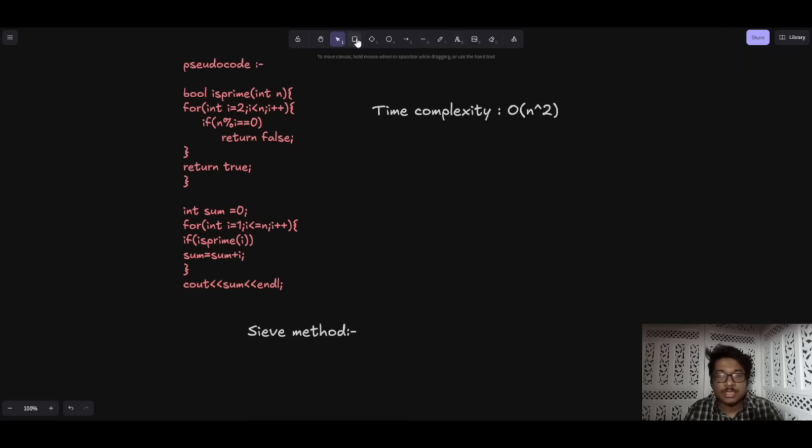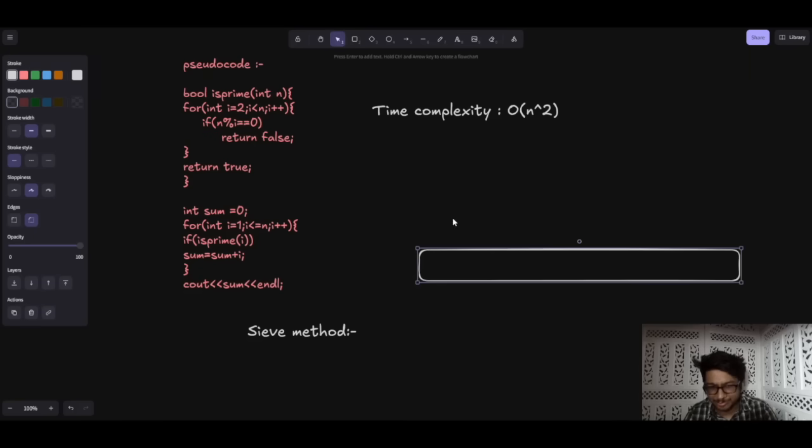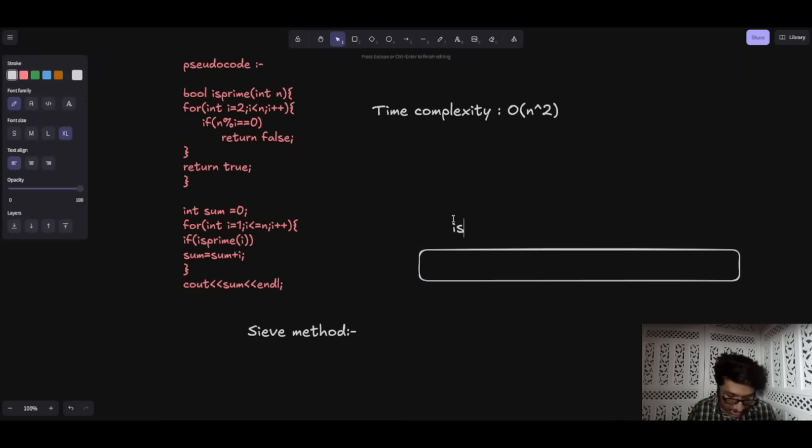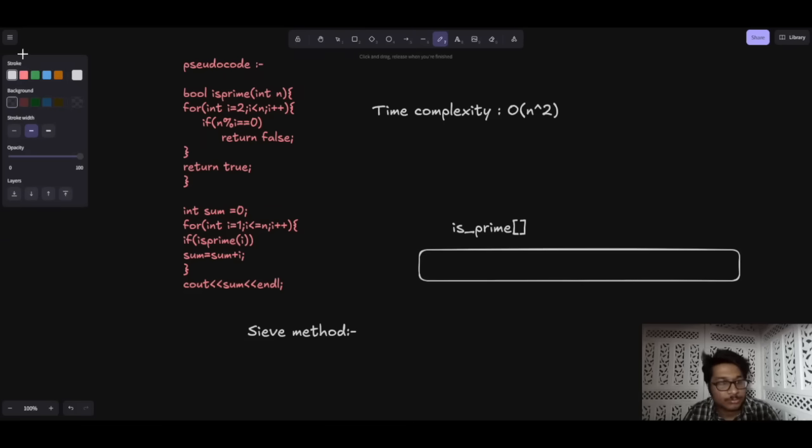Actually, so what we do there is, the concept is, we have an array here, my bad. And this can be called an isPrime array or something like that. And what you have here is all the corresponding numbers from 0 onwards.